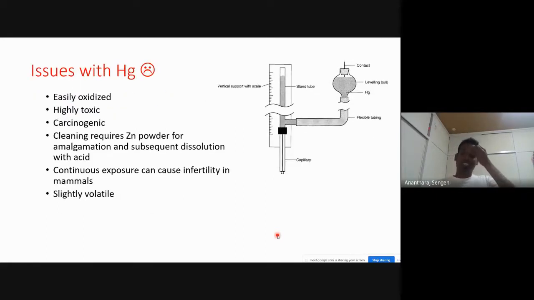The issue with Hg is that it is easily oxidized to Hg+ and Hg2+, which means that you cannot use the mercury drop electrode or dropping mercury electrode to study the oxidation of electroactive species.